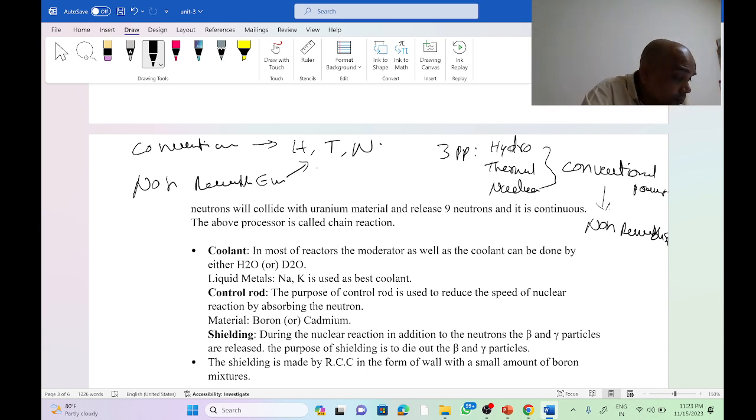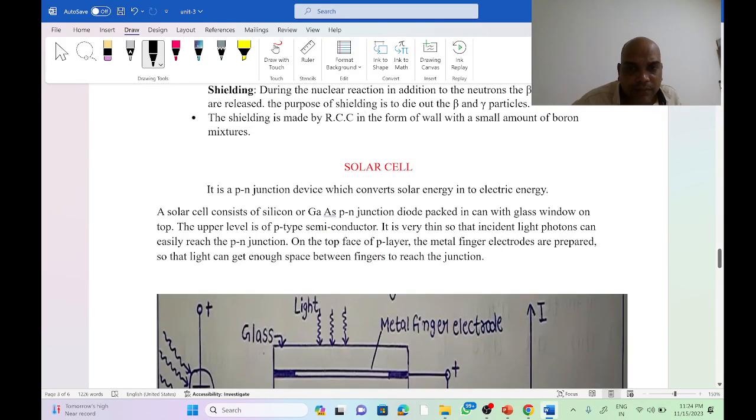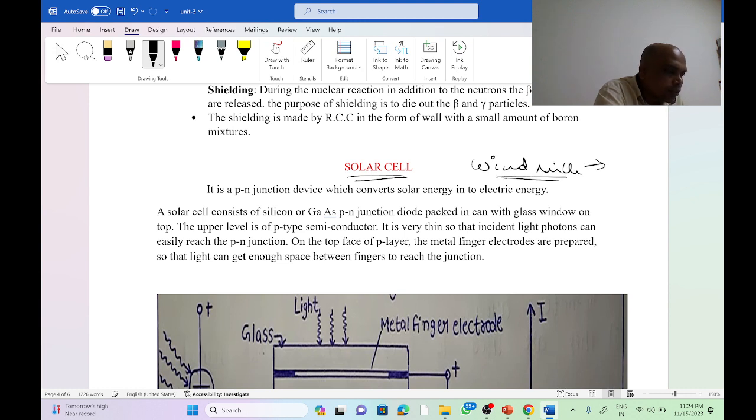But what are the non-conventional energy sources? Here the non-conventional energy sources are, see, solar and windmills. In windmills I will use an induction generator. But in hydro and thermal, I will use a synchronous generator.